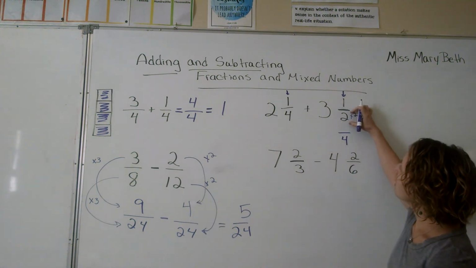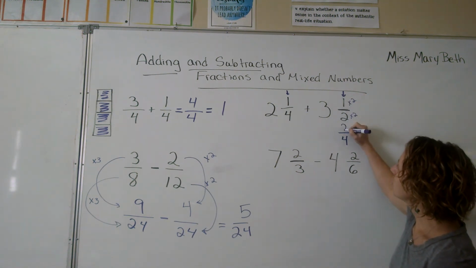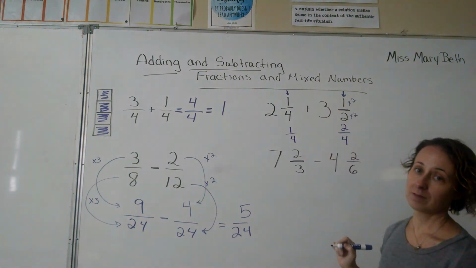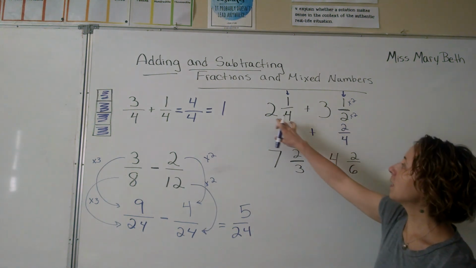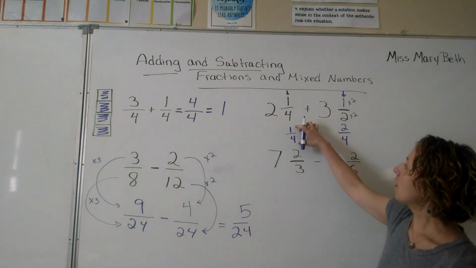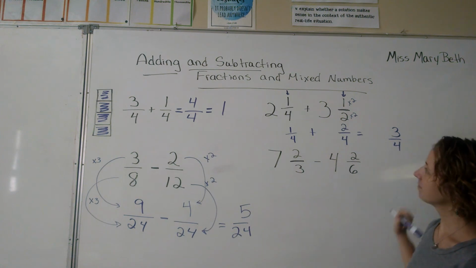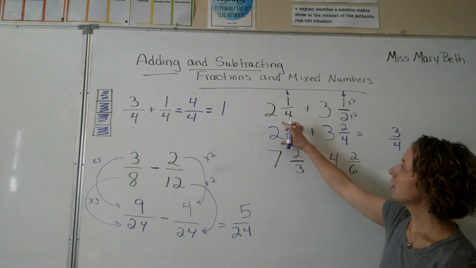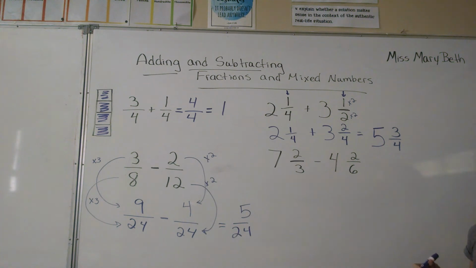Times 2. I'm going to do that to the 2 to get a 4. I'll need to do that to my numerator as well. 1 times 2 is 2. My 1/4 is already in 4th size pieces. I'm just going to add my fractions, then I'm going to go back and look at my whole numbers. 1/4 plus 2/4 is 3/4. Now let's look at my whole numbers. I have 2 and I have 3. 2 plus 3 is 5. My answer is already in simplest form. I don't need to do anything else.